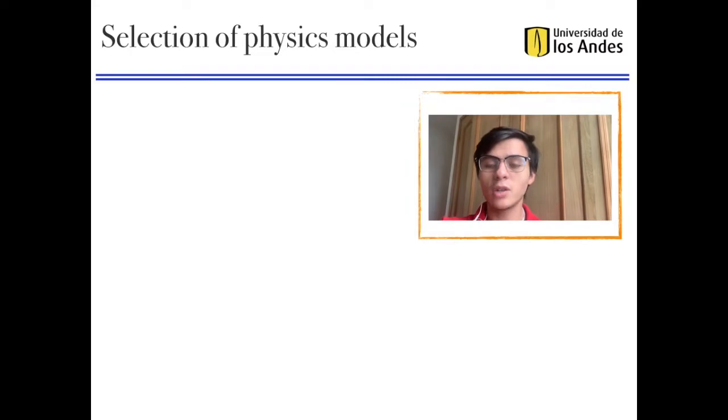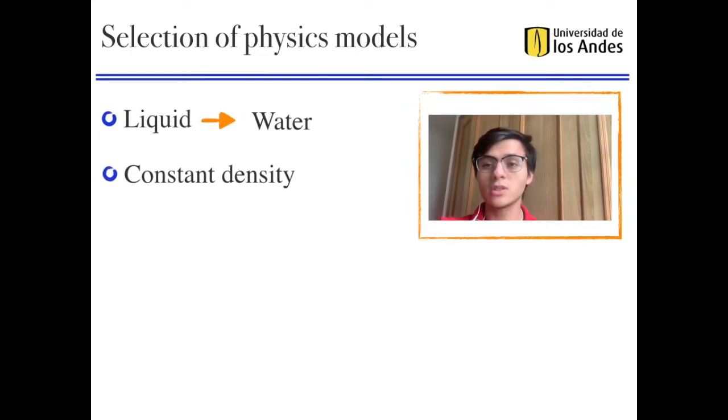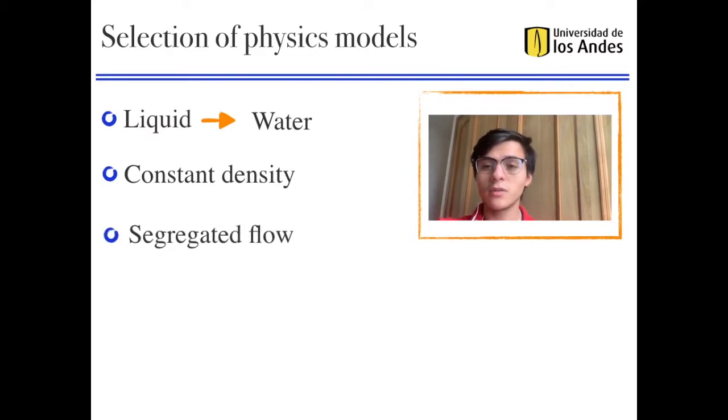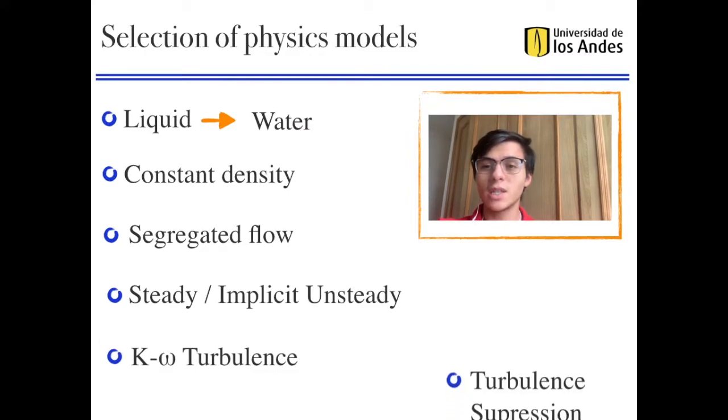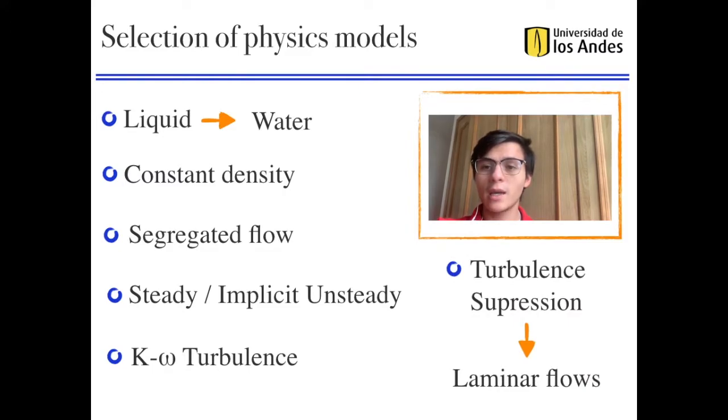For the module selection, it will use water or the liquid, assuming constant density, segregated flow because it solves the equations in a segregated manner. It fits better for incompressible fluids and saves the computational time. The simulations were run using steady and unsteady state. Kappa Omega turbulence model was selected because of its performance in low turbulence areas, and turbulence suppression was selected for laminar flow.